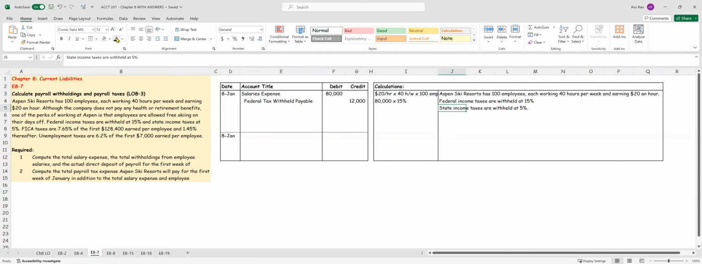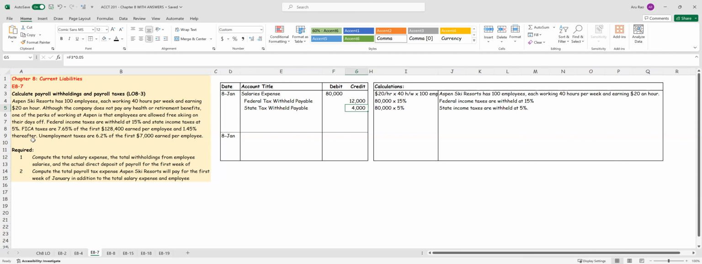I also withhold 5% for state taxes. So they've told me state taxes withhold 5%, so $80,000 times 5%, and that is going to also become a liability in my books. State tax withheld payable, and that amount is $4,000.